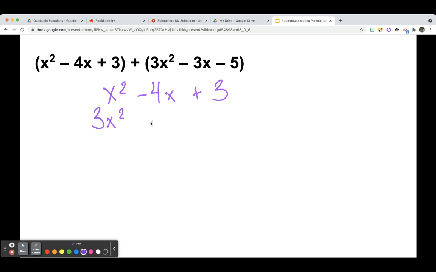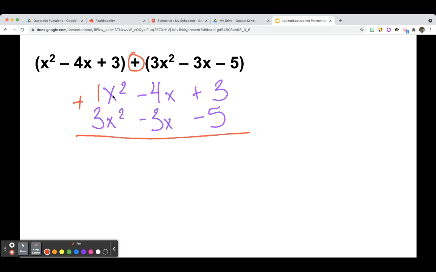3x squared, ooh, that was supposed to be written in pink, but it'll be okay, minus 5. And it was adding, so I'm going to put my plus sign out there, and then I'm just going to literally add these or combine like terms.